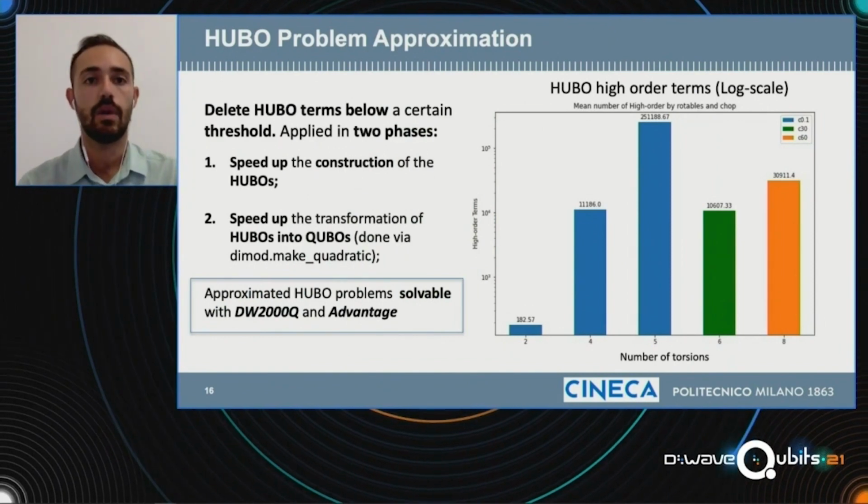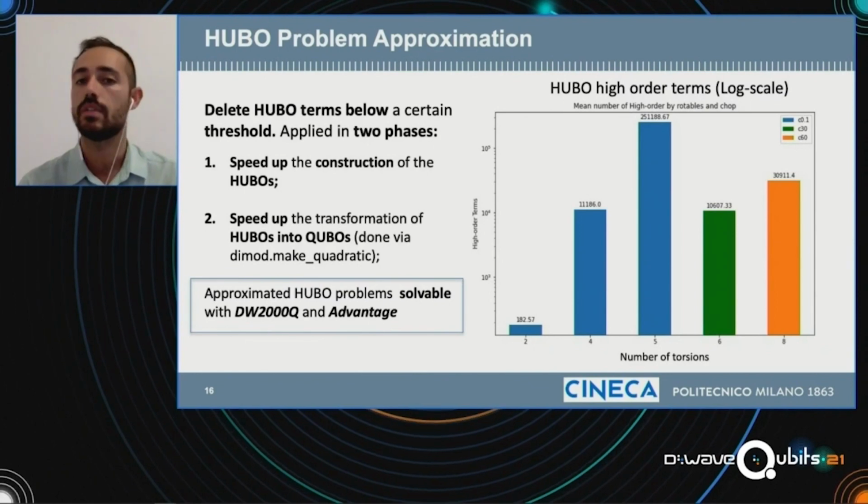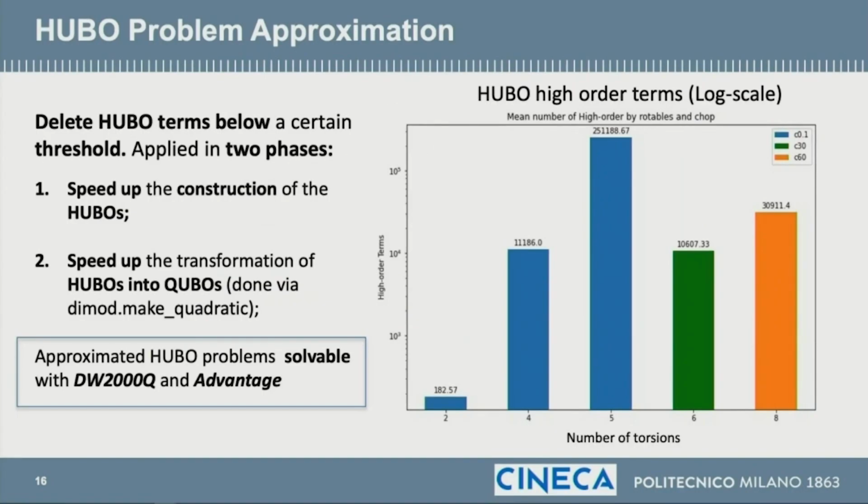Our approximation works in this way. We deleted the HUBO terms that were below a certain threshold. This was applied in 2 phases and helped us to speed up the construction of the HUBO in the first place, but also to speed up the transformation of the HUBO into a QUBO, the quadratization part. Moreover, this approximation enabled us to solve the HUBO problems natively on the D-Wave 2000Q and Advantage.